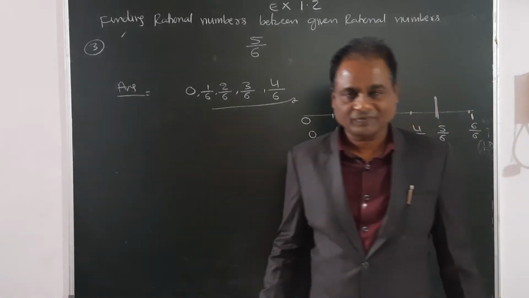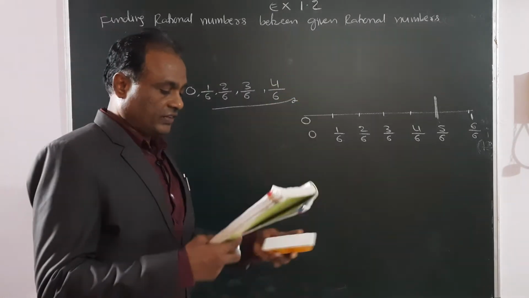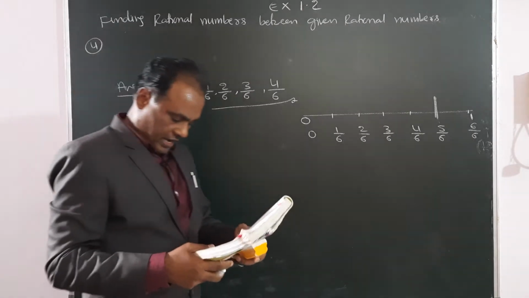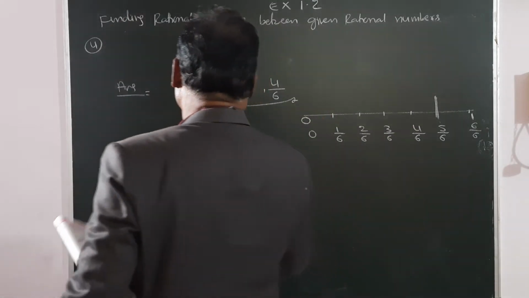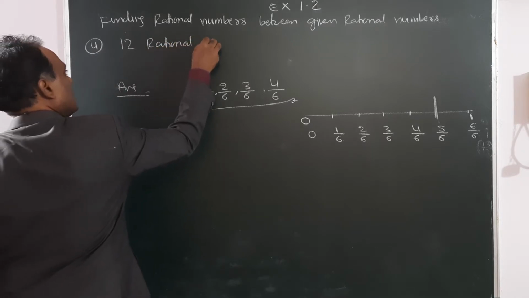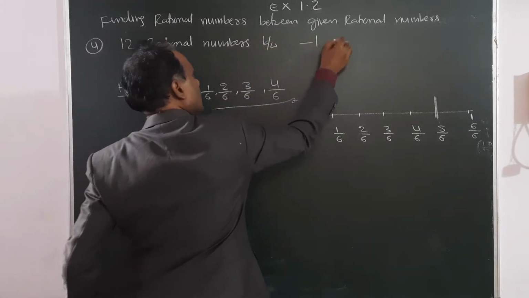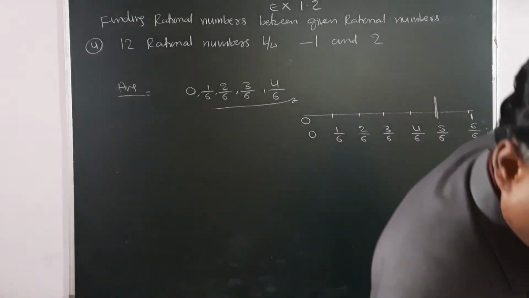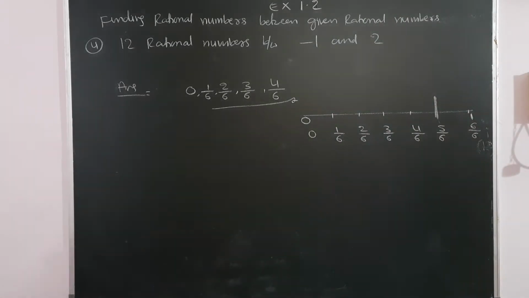Fourth question. See the textbook. Find 12 rational numbers between -1 and 2. Find 12 numbers between -1 and 2.